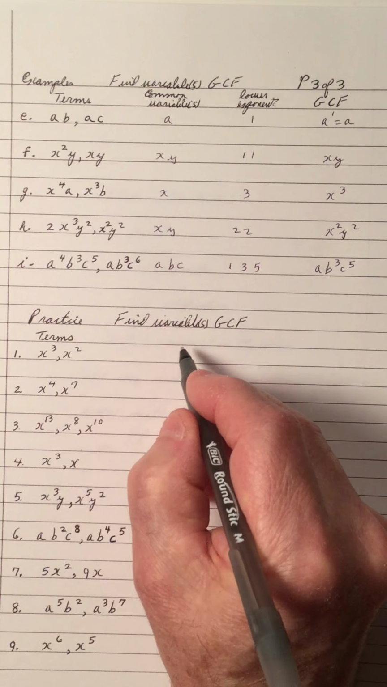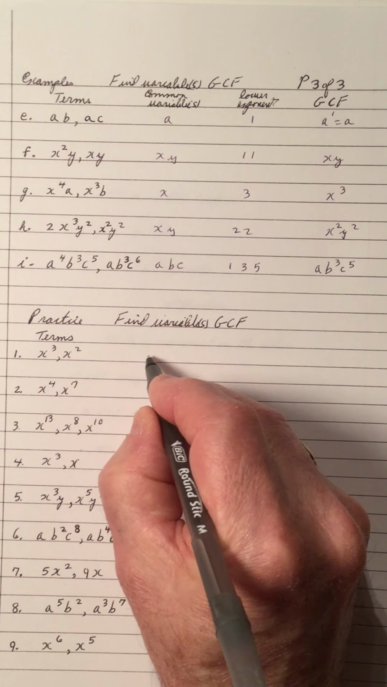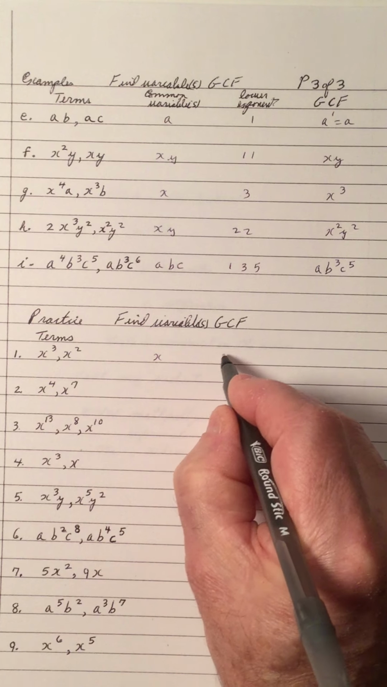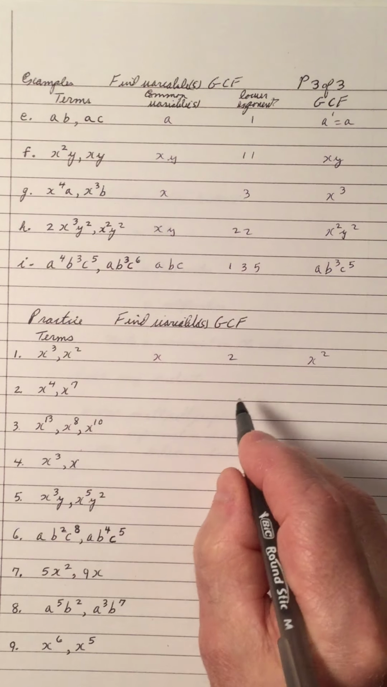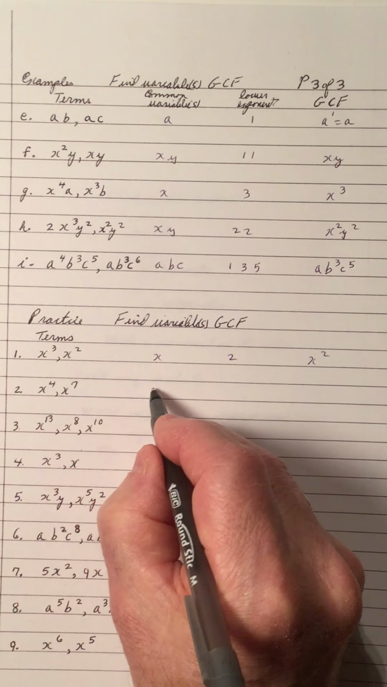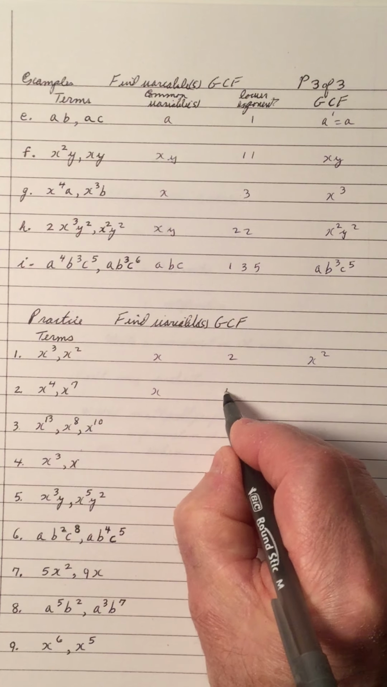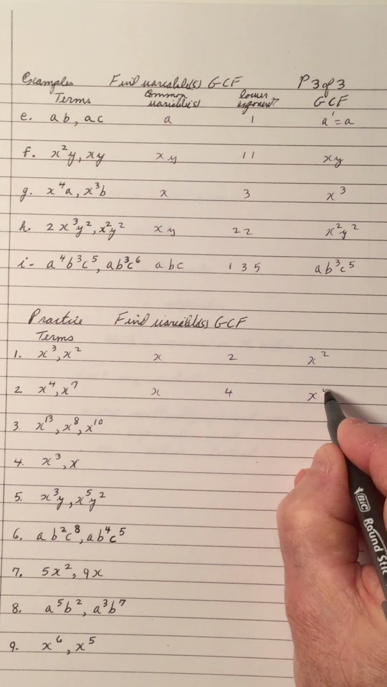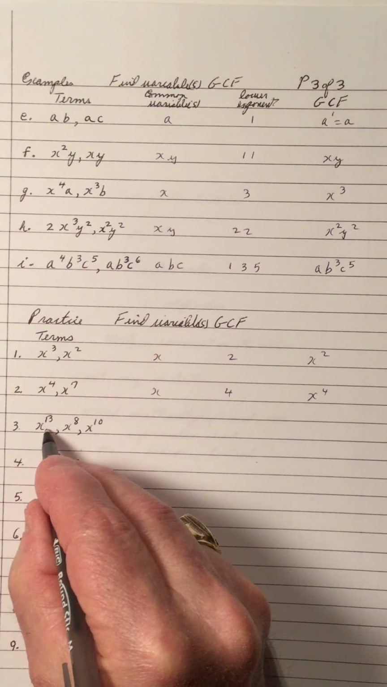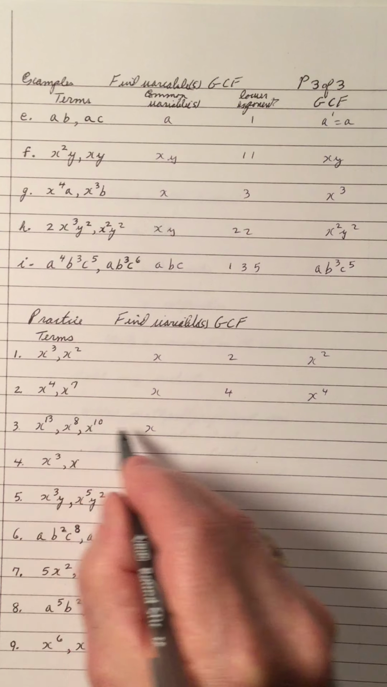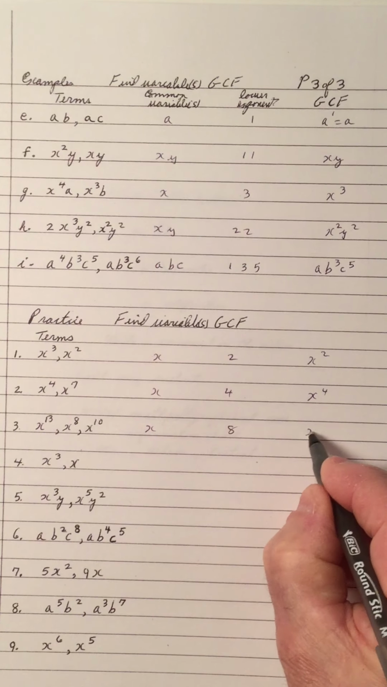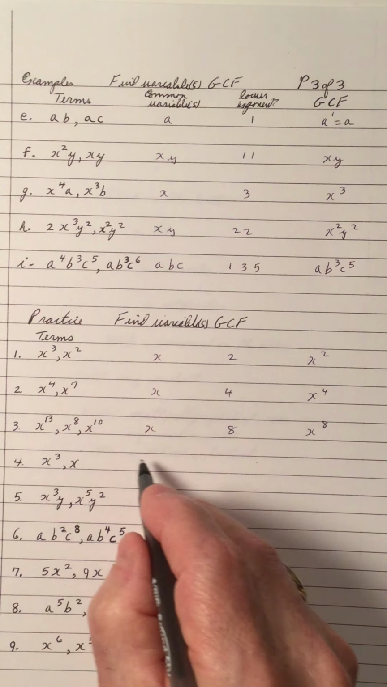Here we go. Find the variable GCF. The common variable is x. The smaller exponent of that is 2. So the GCF is x squared. Common variable is x. The smaller exponent is 4. So x to the 4th is the GCF. X is the common variable. The smaller exponent of 13, 8, and 10 is 8. So the GCF is x to the 8th.